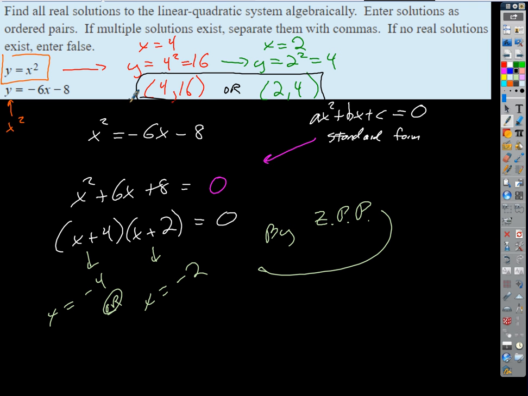What would those look like in terms of the graph? If I had Desmos available, I don't on this test, but on the second test I do. If I were to graph those two, I'd get a parabola and a line, and at what points would they cross? Those two.